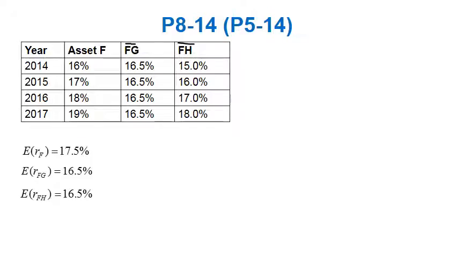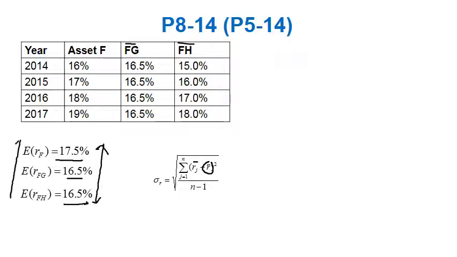And just as a summary, our expected returns are stated here. Our expected return on a portfolio comprising only asset F is 17.5%. Our expected return on a portfolio comprising asset F and G is 16.5%, and for F and H it is 16.5% as well. So if you recall, the standard deviation formula is as follows, and that is the sum of the differences between the actual observed returns and our expected returns, as represented by R bar, and here we have these expected returns. So let's do the workings.